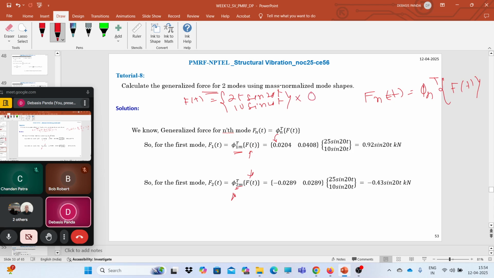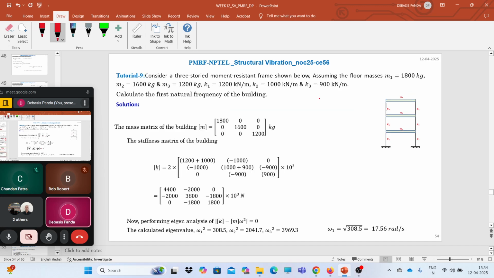So multiplied by your phi 1m, multiplied by phi 2m, will give you the mass normalized generalized forces, or more precisely, the generalized forces corresponding to the nth natural frequency, or the generalized forces acting on the nth mode. Now the series of questions comes from here, just focus on it.